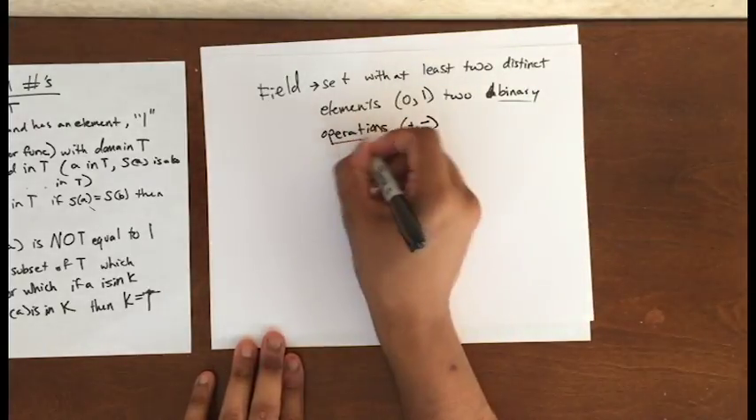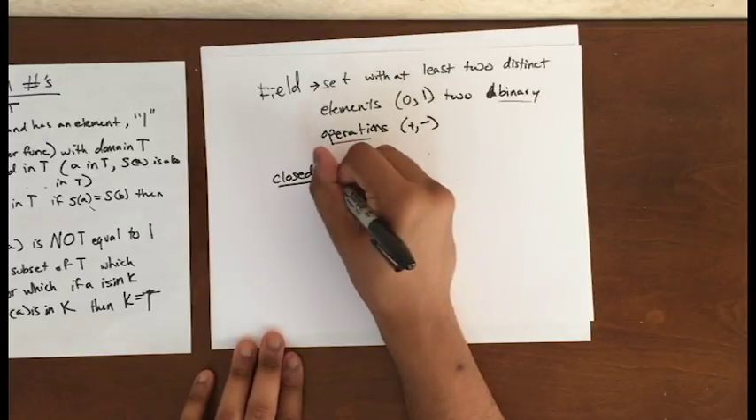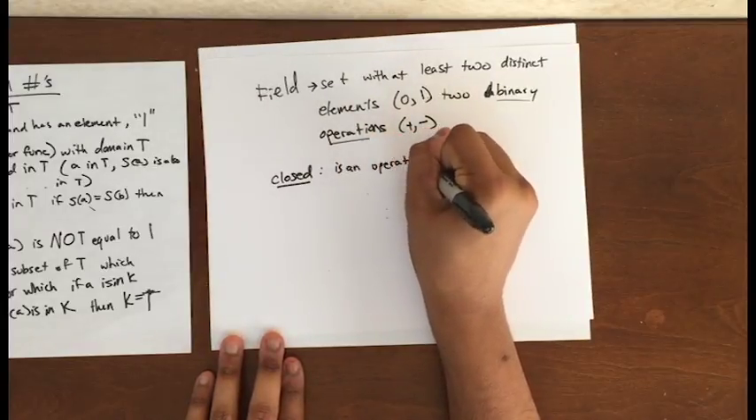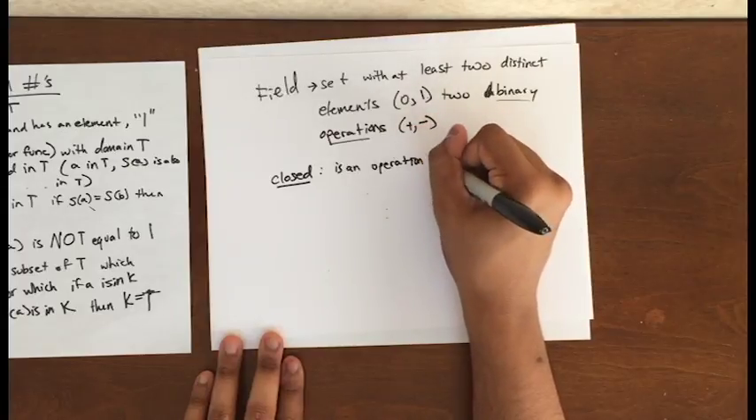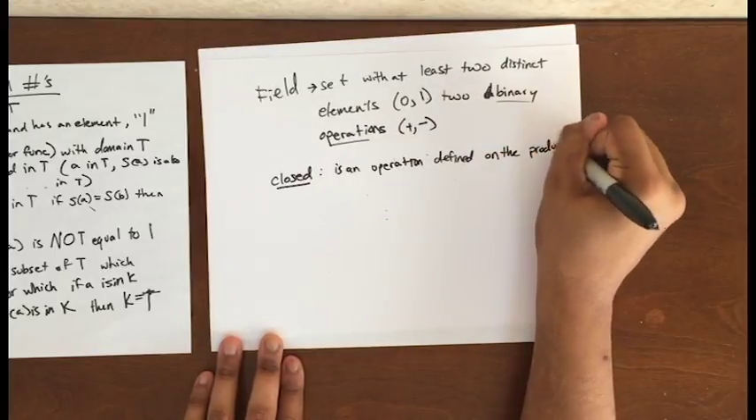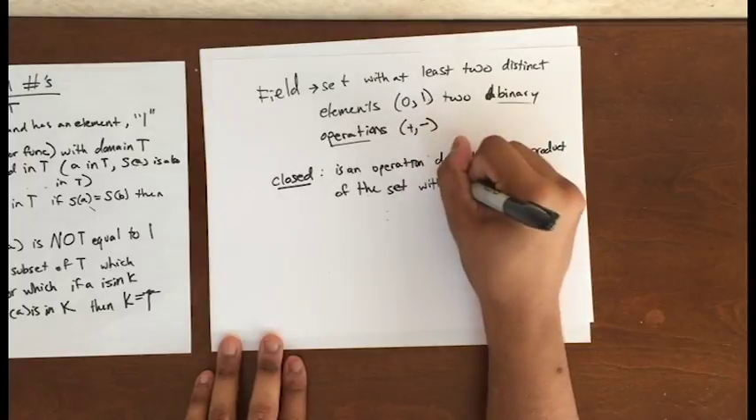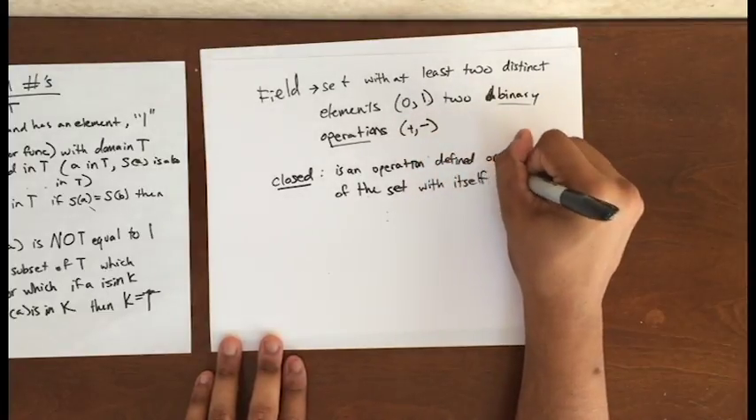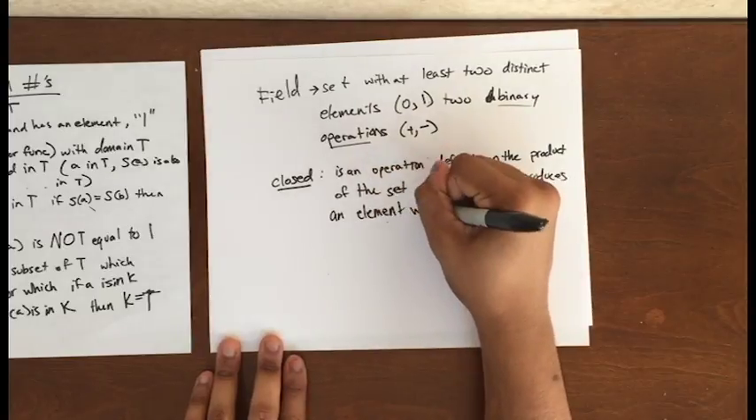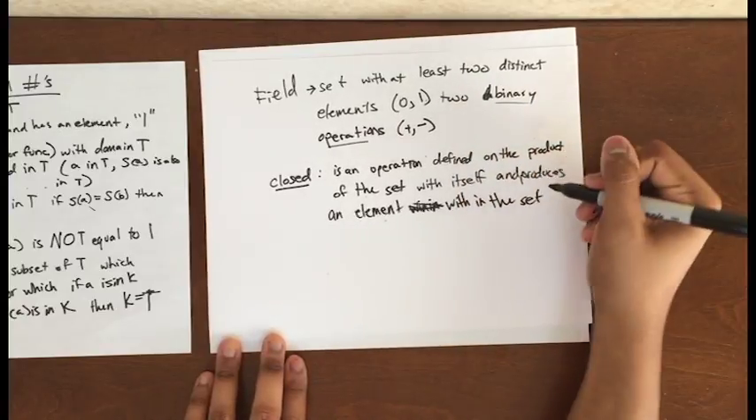On top of that, we want all of our binary operations to be closed, okay? So that means that a closed operation is an operation defined on the product of the set with itself and produces an element within the set.